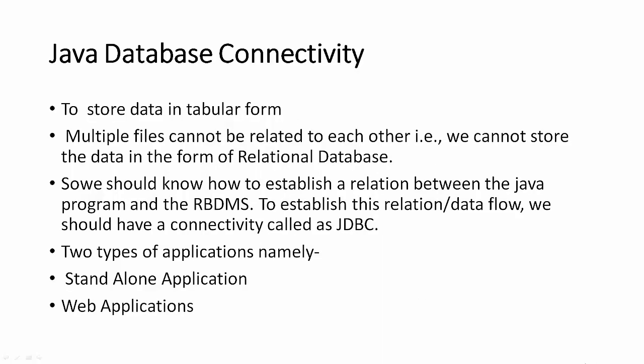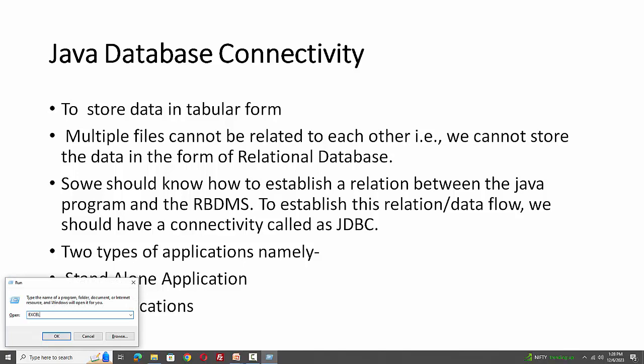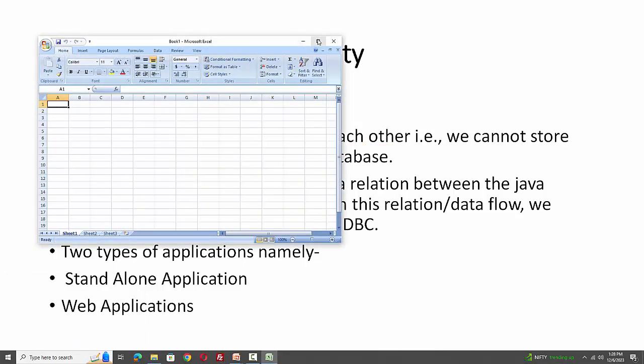For example, if you open Excel, it stores the data in the form of a table. Here I am going to type the serial number, name, salary, and so on. I type the serial number 1, the name ABC, and salary 123. Similarly, I can enter 2, CDF, and some other salary.